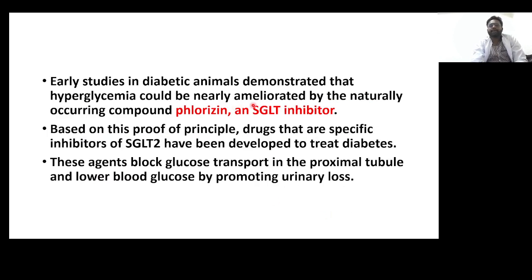Early studies in diabetic animals demonstrated that the hyperglycemia could be nearly ameliorated by a naturally occurring compound called phlorizin. This phlorizin is an SGLT inhibitor. Based on this proof of principle, drugs that are specific inhibitors of SGLT2 have been developed to treat diabetes. These agents block the glucose transport in the proximal tubule, so they block the reabsorption of the glucose. So what will happen? Glucose will be excreted in the urine. So what will it lead to? It will lead to lowering of the blood glucose by promoting urinary loss of glucose, that is glucosuria.